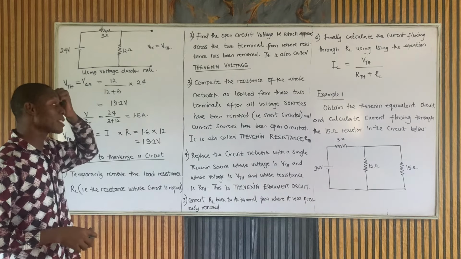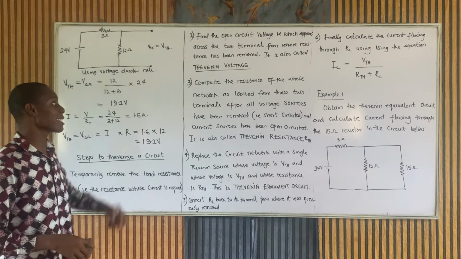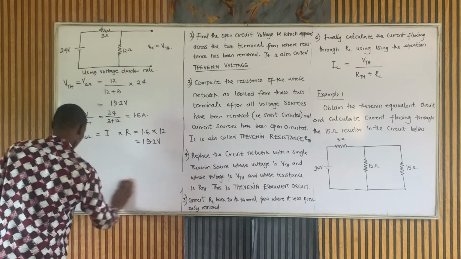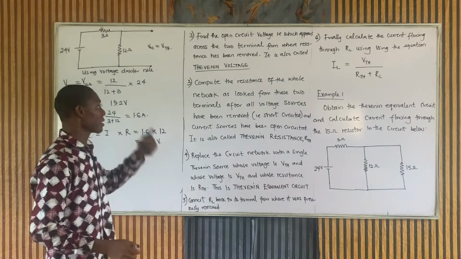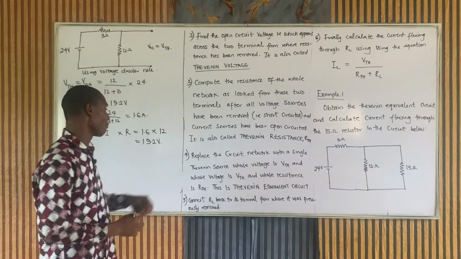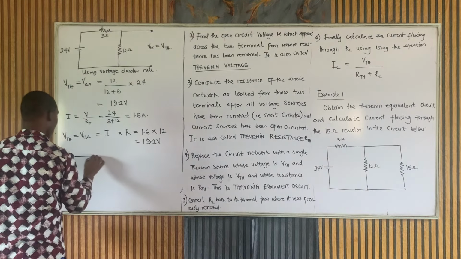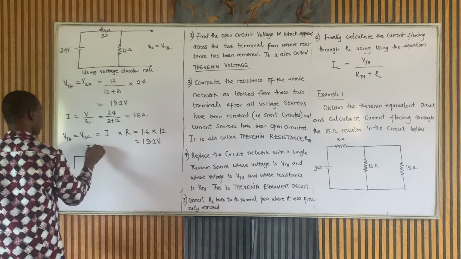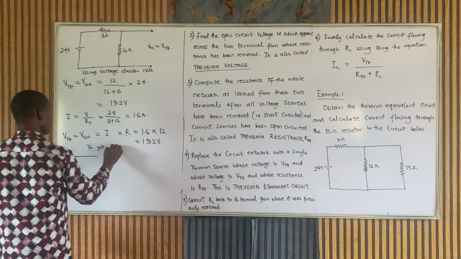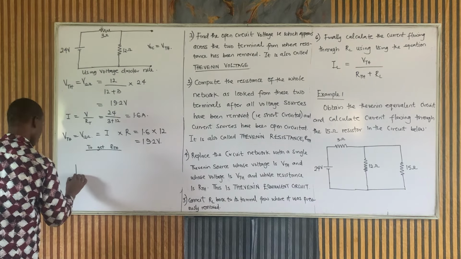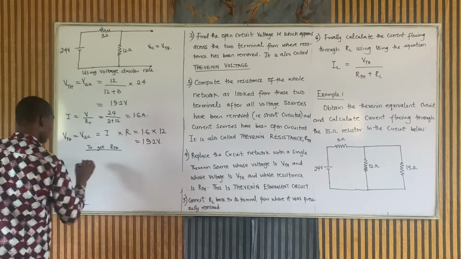Now the next step is to compute our Thevenin resistance, compute the resistance of the whole network. To do that, we remove all voltage sources. After all voltage sources have been removed, we redraw this, but now we've gotten our VTH. To get our RTH is what we want to do now. So we redraw that, but remove the voltage source.